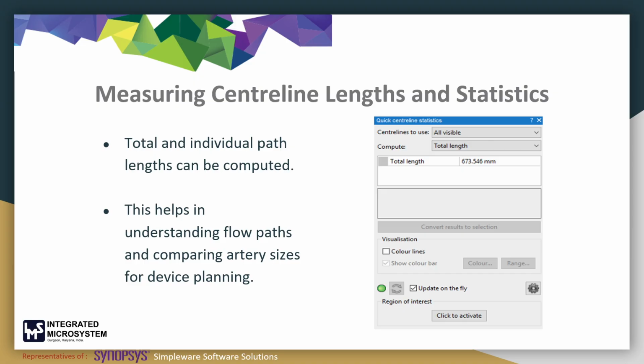So, in vascular stenting, accurate measurements of vessel length ensure the stent or graft covers the required anatomical zone without overextension. In computational fluid dynamics, path length affects flow resistance and shear stress distribution.